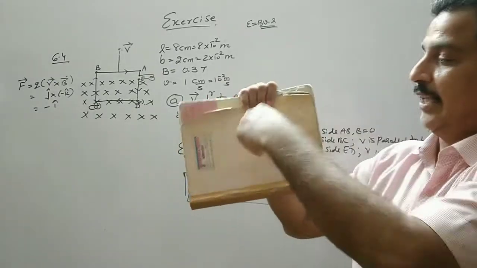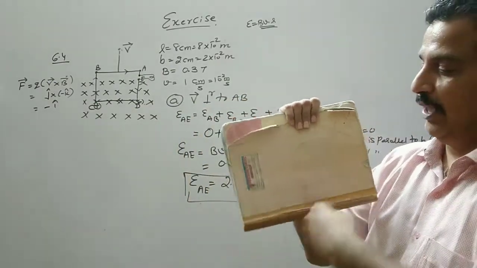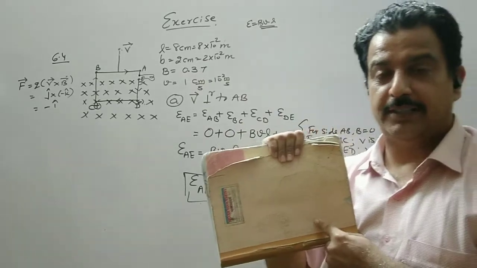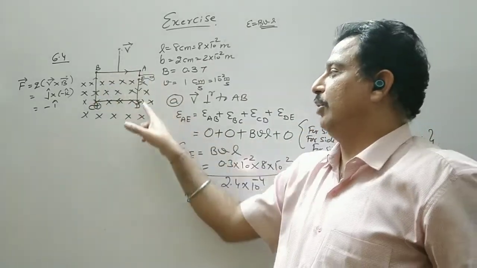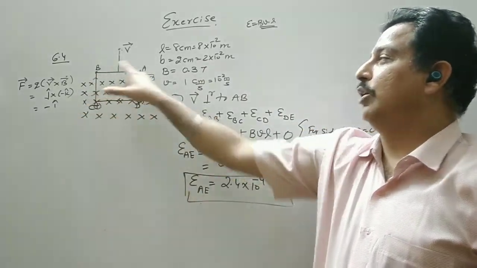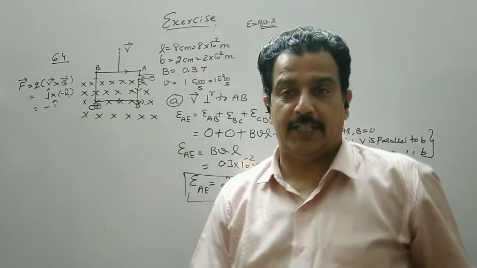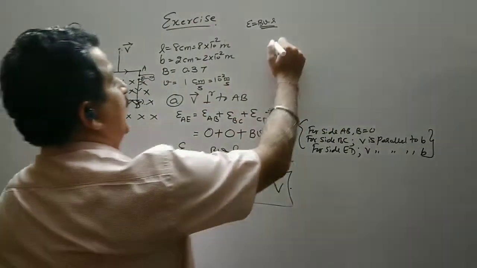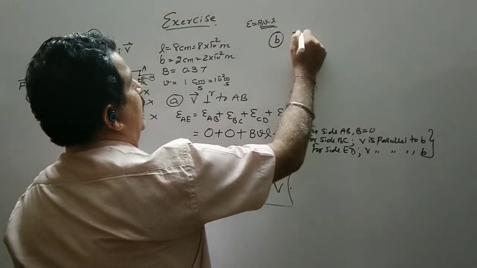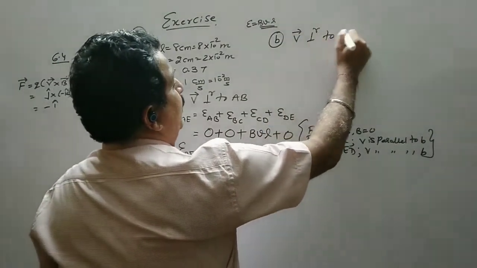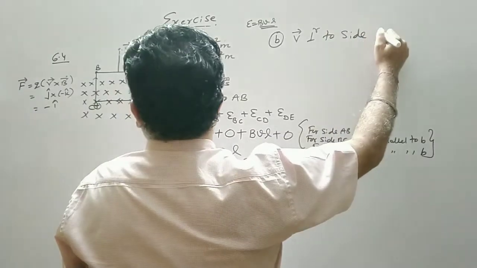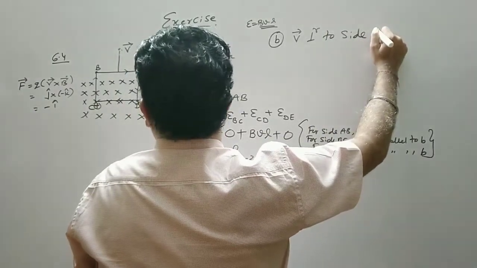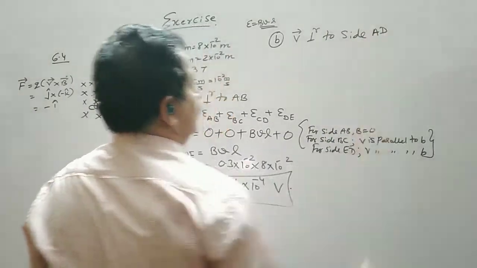Now if the field lines are going inward, then this face should develop a polarity of south. And if it is a polarity of south, then the current flowing should be in a clockwise direction. So this is the first part. Now immediately we see the second part, where it is given that V vector is perpendicular to the shorter side. Let us take the shorter side as AD.